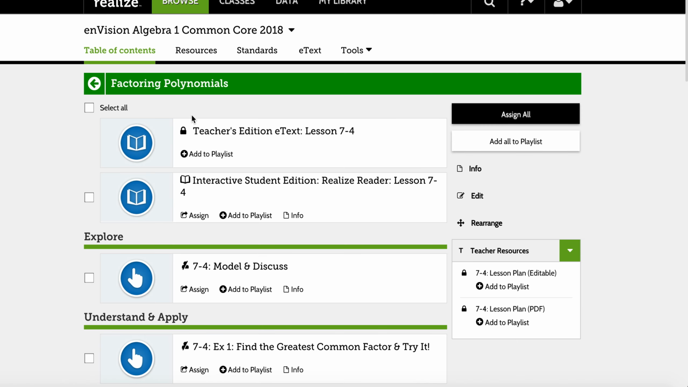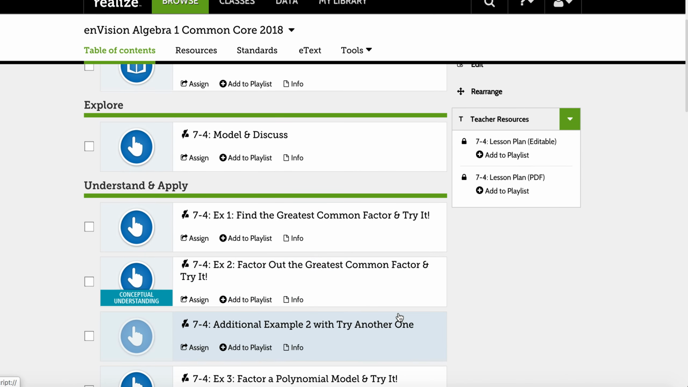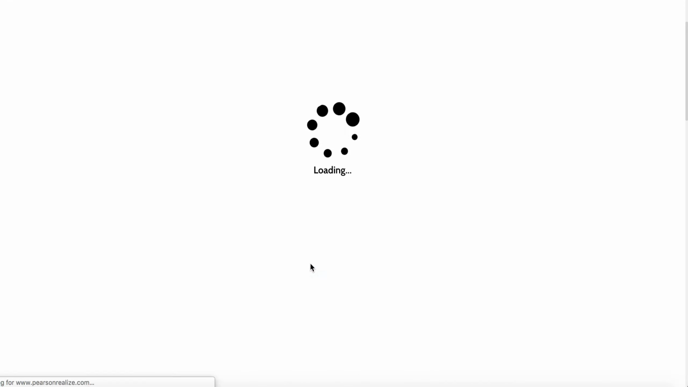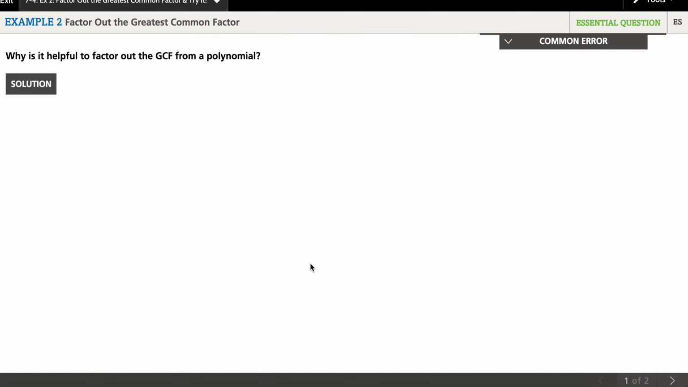Let's move to the second example. Factor out. How do I factor out the greatest common factor? Let's see one example. Okay, let me read it.